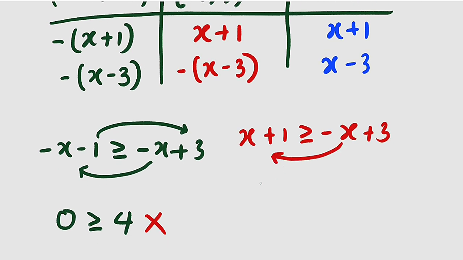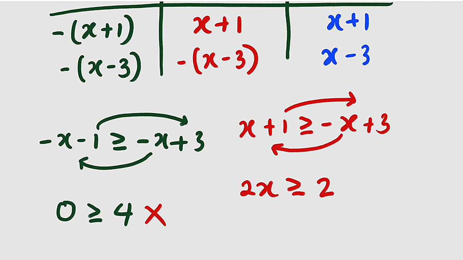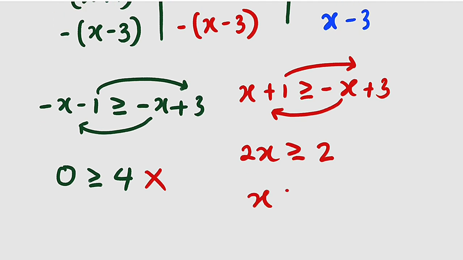Take this one backward, it becomes positive. x plus x is 2x greater or equal to. Take this one to the other side, it becomes negative. Then 3 minus 1 is 2. Divide both sides by 2. We have x greater or equal to 1.